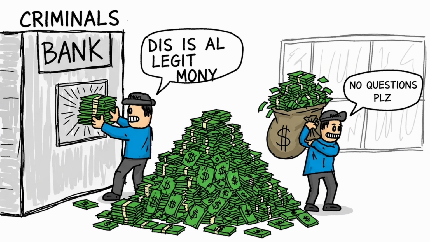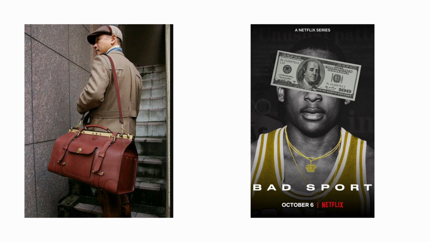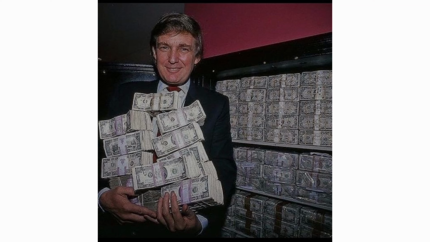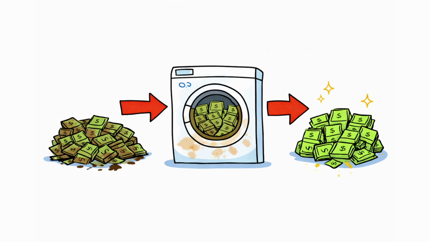Criminals can't just deposit huge piles of suspicious cash because banks, governments, and tax authorities start asking questions like, why do you have $900,000 in a duffel bag? Why does it smell like a crime documentary? So instead, they try to run the money through businesses or transactions that make it look like it came from normal activity. Think of it like this: dirty money to washing machine to clean money.